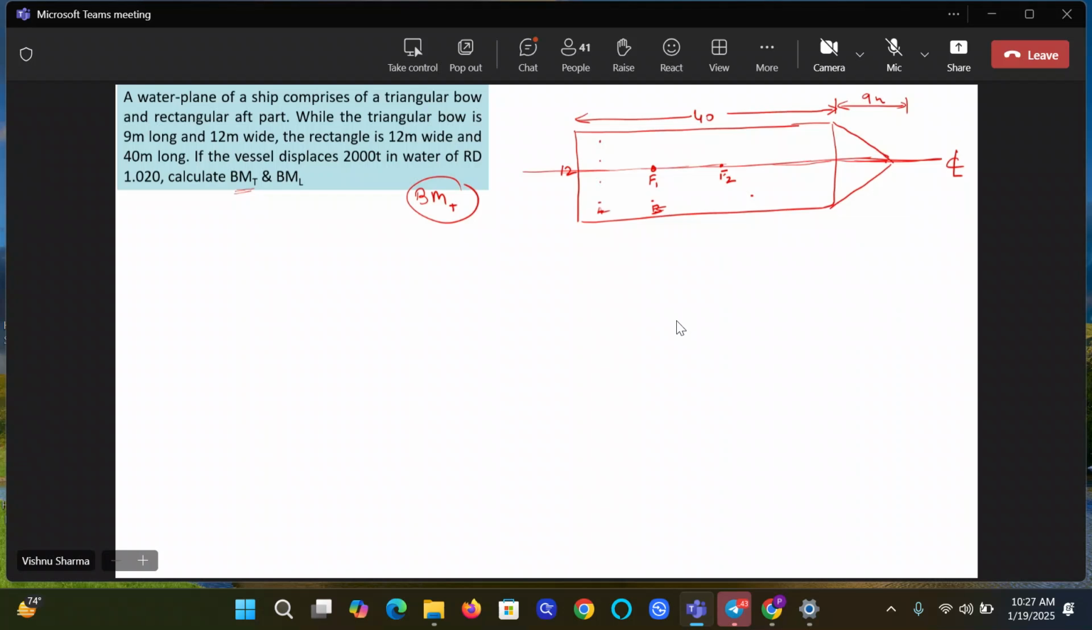It doesn't make any difference. The fore and aft axis will remain the same. Am I right, guys? Yes or no? Yes, sir. Correct, right? Okay. Now, what will be BMT equal to?